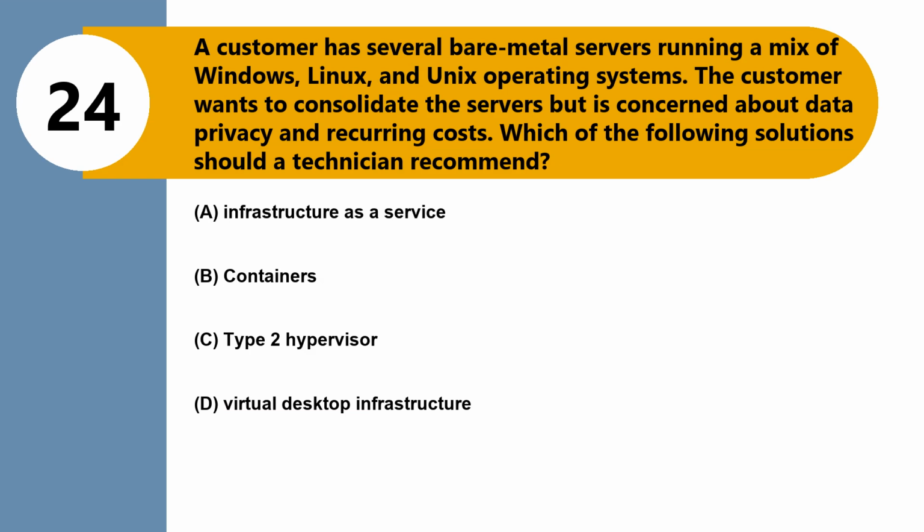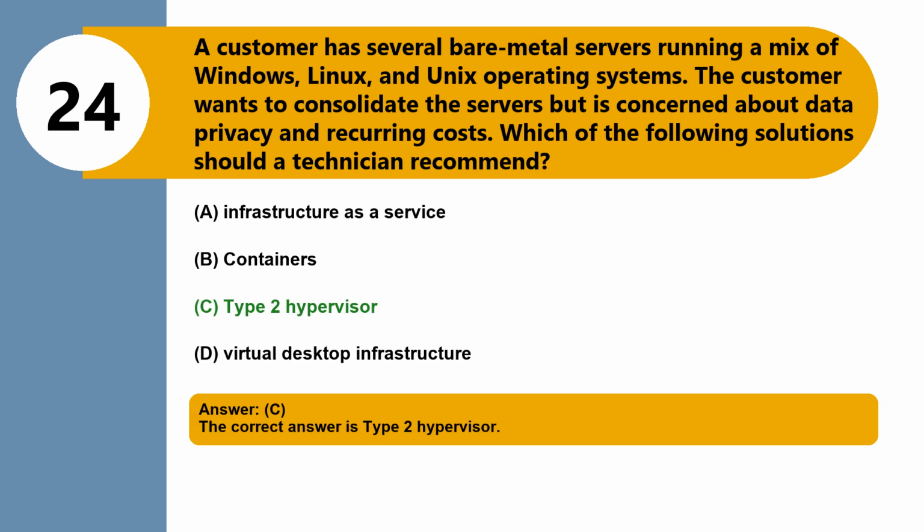Question 24. A customer has several bare metal servers running a mix of Windows, Linux, and Unix operating systems. The customer wants to consolidate the servers but is concerned about data privacy and recurring costs. Which of the following solutions should a technician recommend? Option A, infrastructure as a service. Option B, containers. Option C, Type 2 hypervisor. Option D, virtual desktop infrastructure. The correct answer is option C, Type 2 hypervisor.